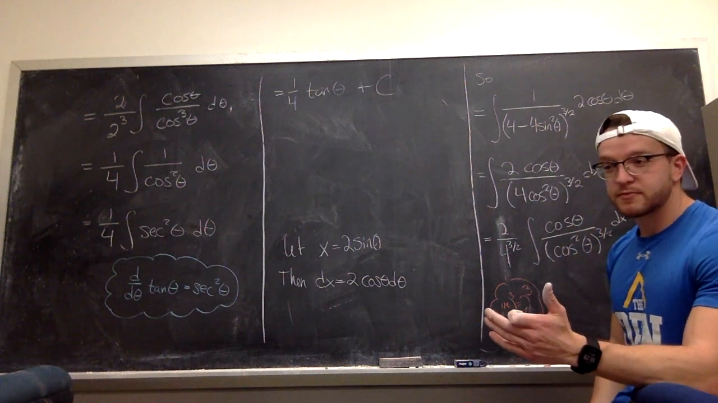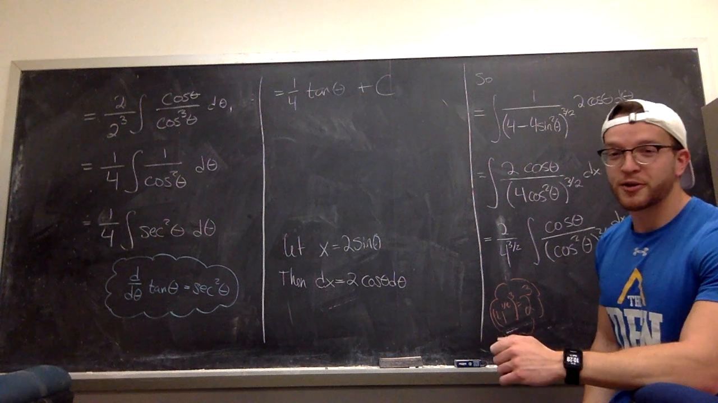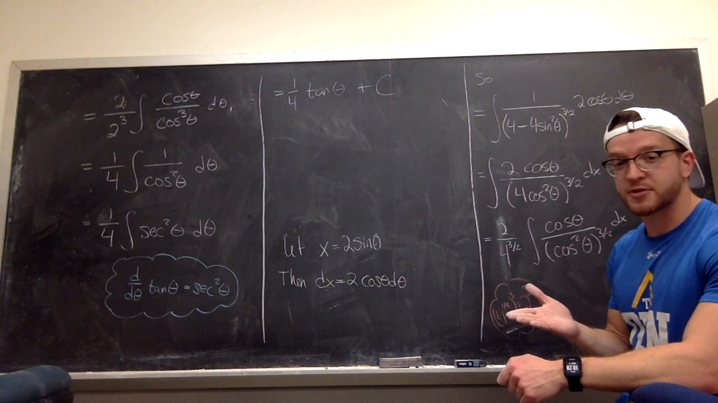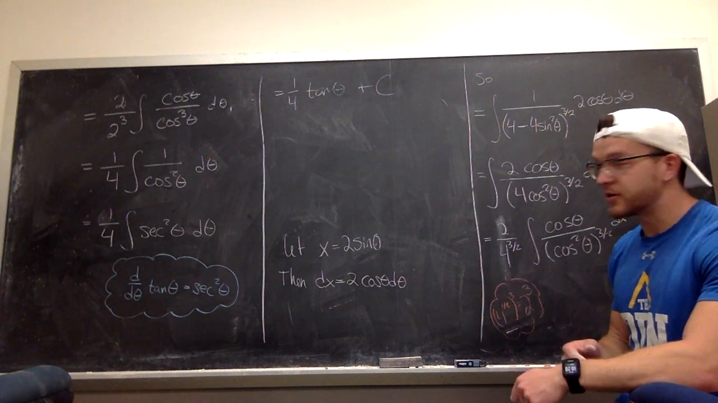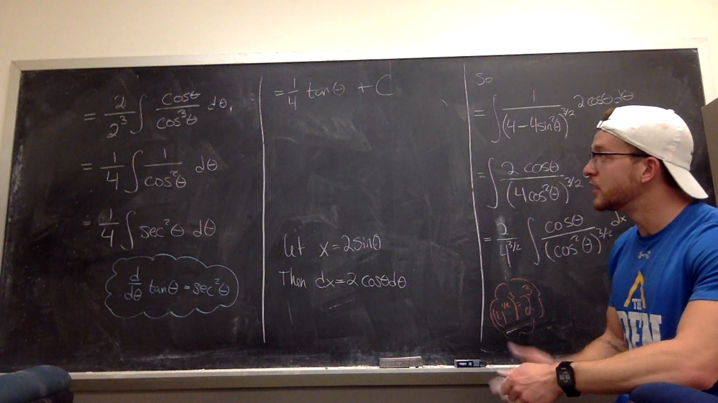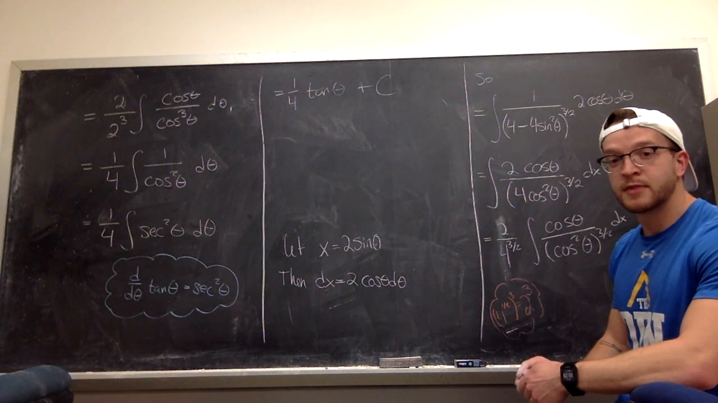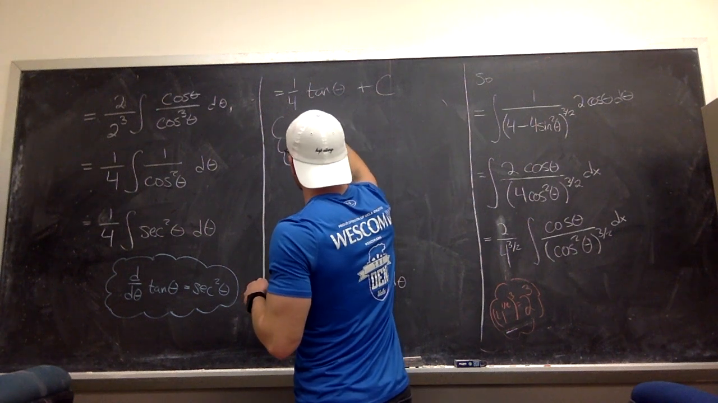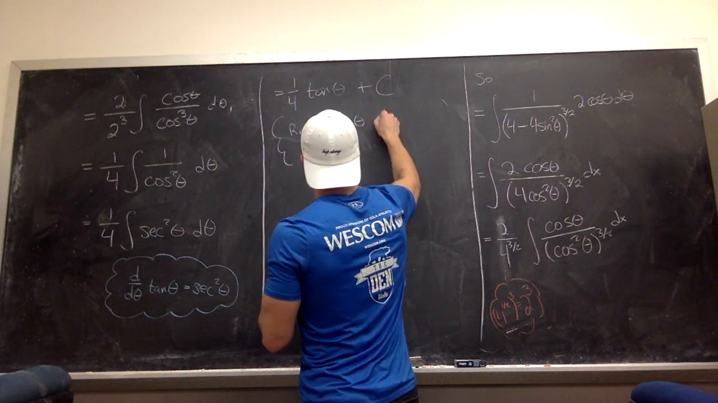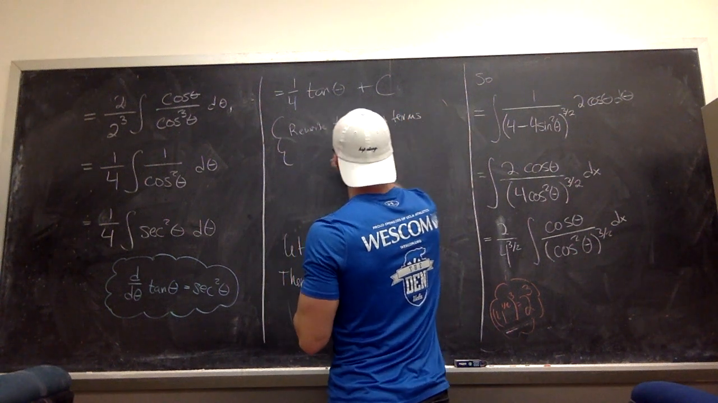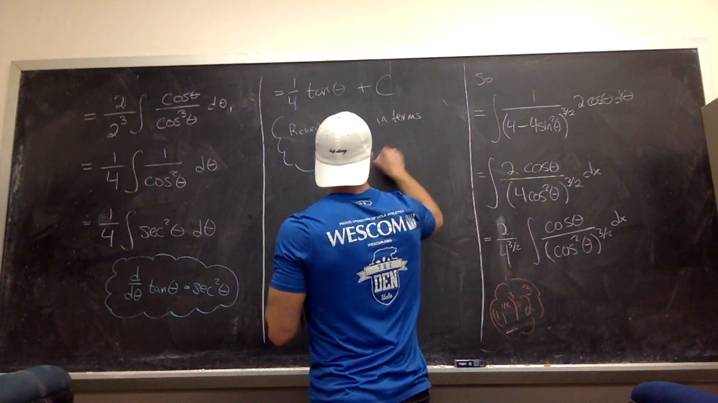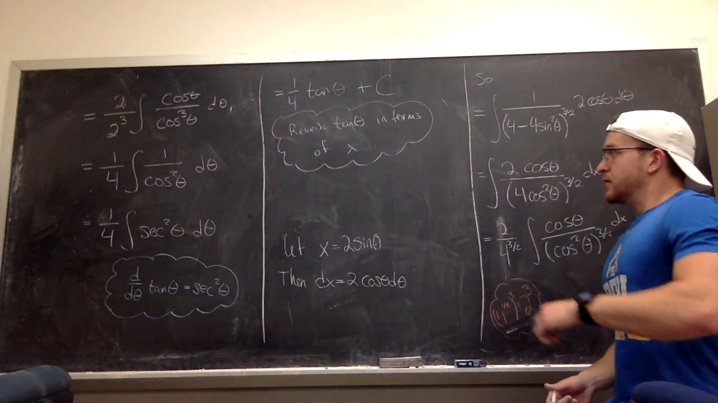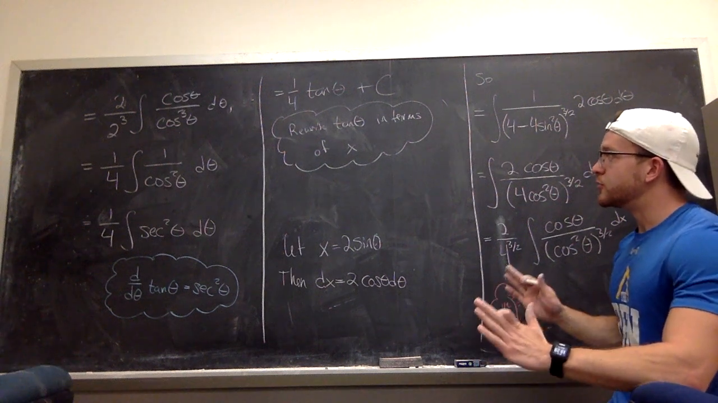Now the question is, are we done? No, we're not. I've erased the original integral, but the original integral that we started with was in terms of x. So as always, just like when you do a regular substitution, your final answer needs to be in x. So the next thing we have to figure out is how to rewrite tangent of theta in terms of x.